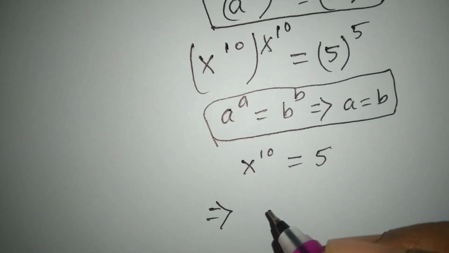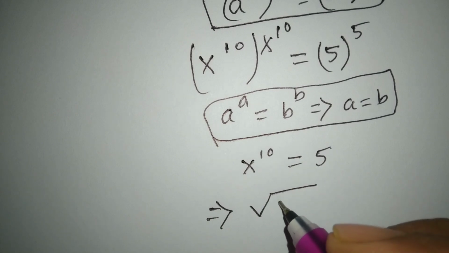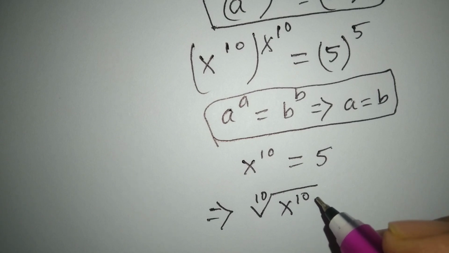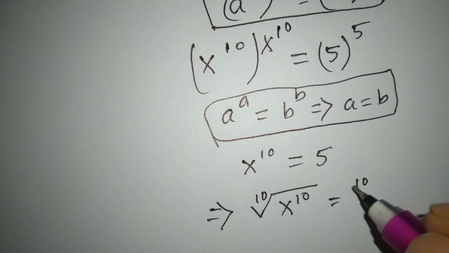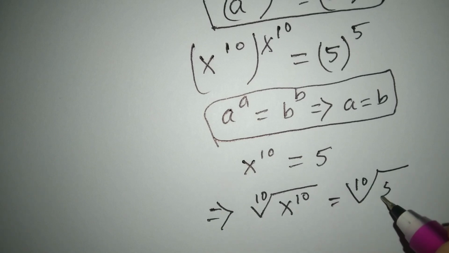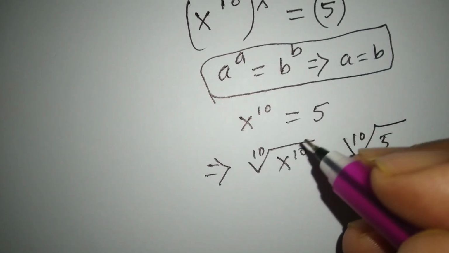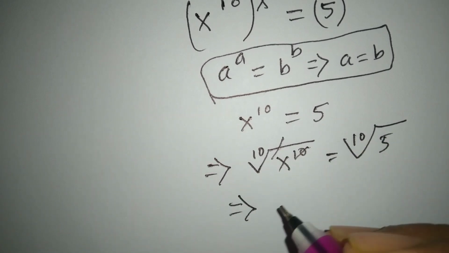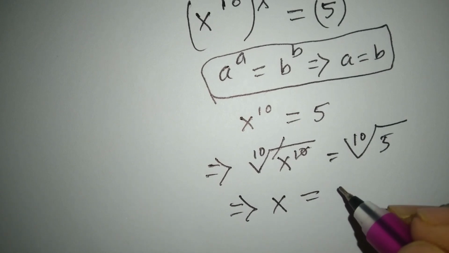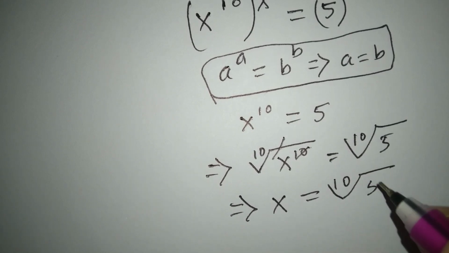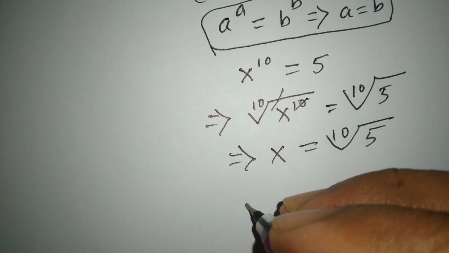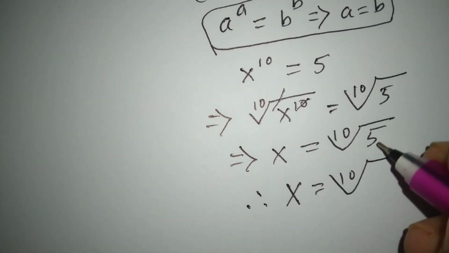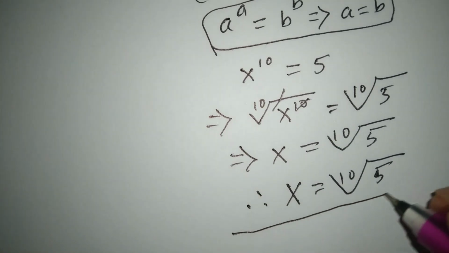Or 10th root of x to the power 10 is equal to 10th root of this 5. This 10th root and this power 10 cancel each other. Here remains only x is equal to 10th root of 5. Therefore, x is equal to 10th root of 5. This is the right answer.